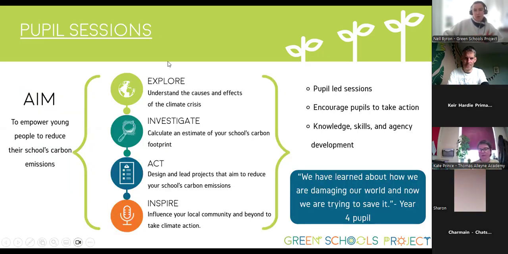So just more of a breakdown into the pupil sessions and what the program actually entails. The aim of the program is to empower young people to reduce their school's carbon emissions. The first stage of the program is called the Explore stage. This is where pupils learn about the causes and effects of the climate crisis more broadly, how it impacts the world. That's all about allowing them to really understand what the situation is.